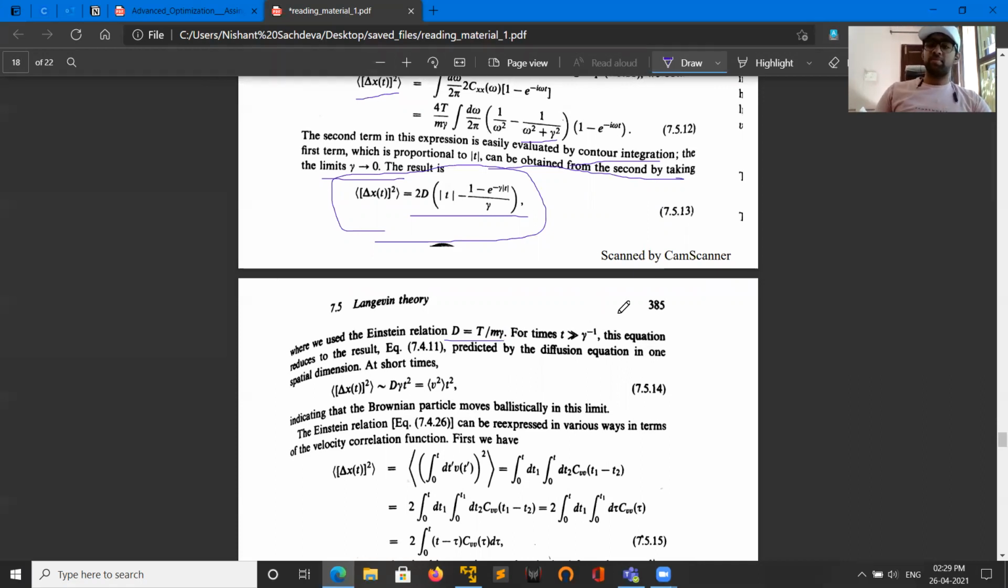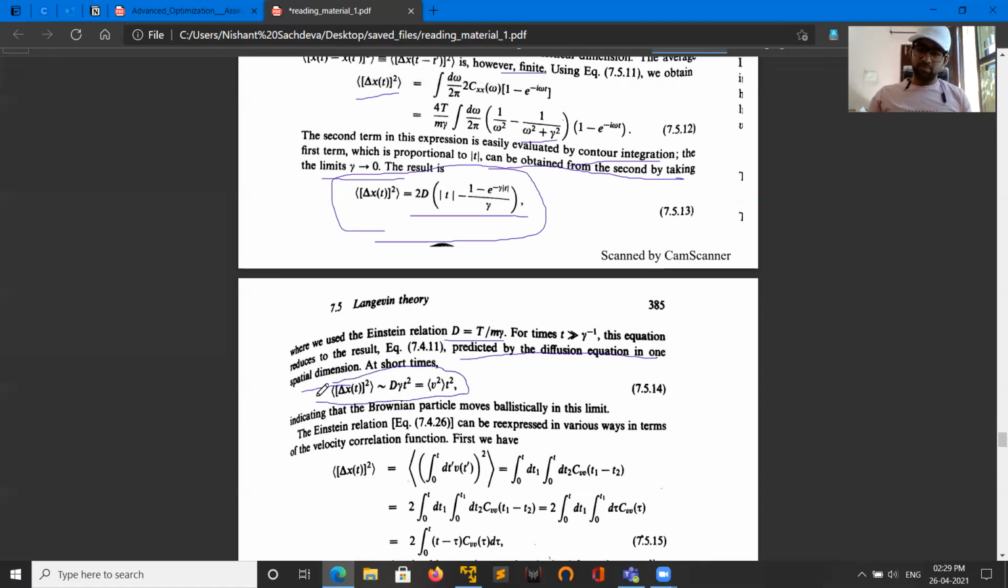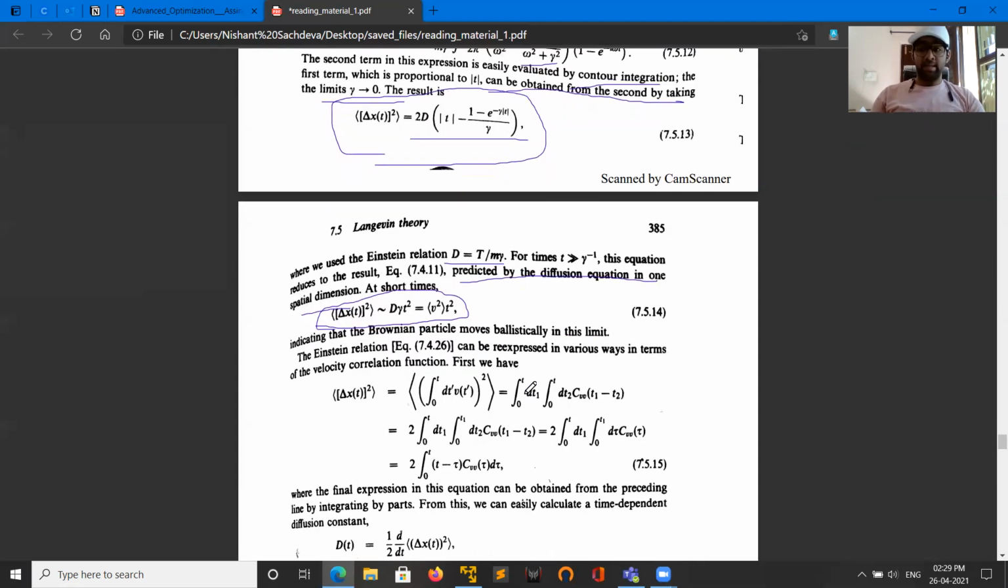For times t much bigger than gamma inverse, this equation reduces to the result equation 7.4.11, which was predicted by the diffusion equation in one spatial dimension. Now, please take note, we have not done 7.4. It was not part of the materials, so we will not be explaining this. But 7.4.11 is predicted by the diffusion equation in one spatial dimension. So that was for long times. At short times, we get this particular equation, indicating that the Brownian particle moves ballistically in this limit.